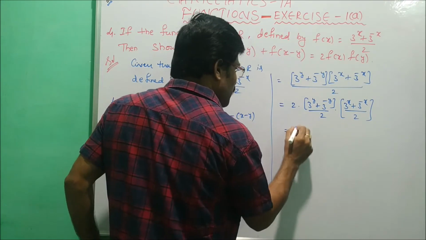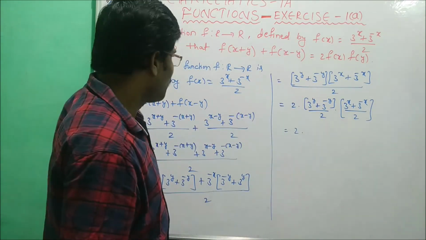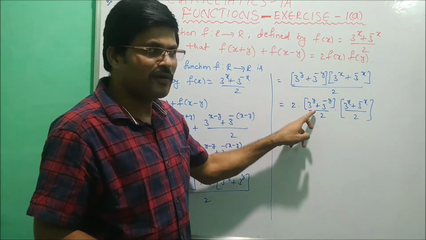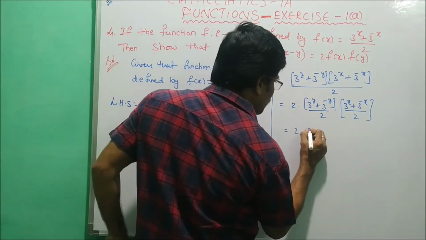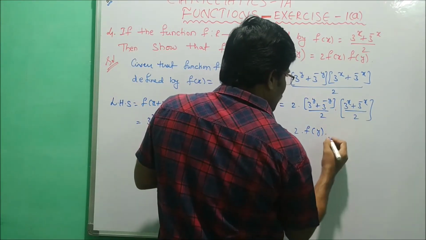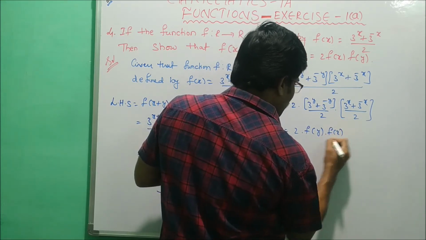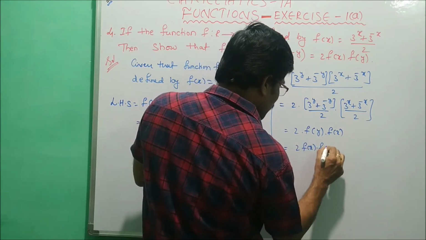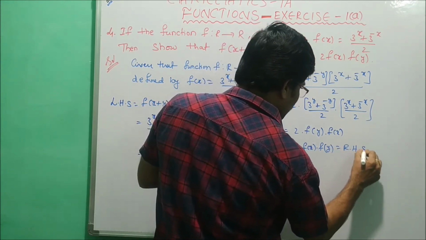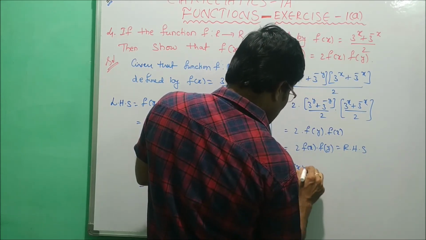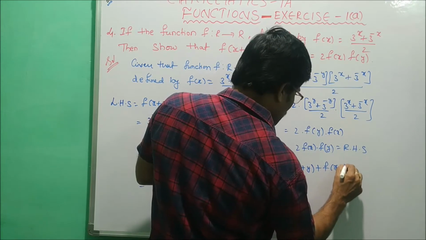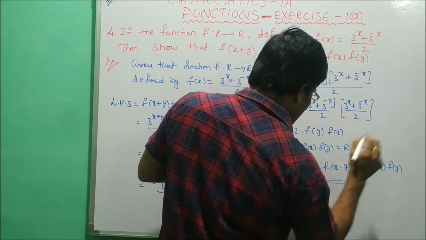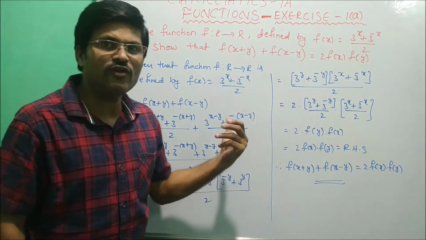Here we observe that since f(x) = (3^x + 3^(-x))/2, this (3^y + 3^(-y))/2 is f(y). Now we write f(y). Similarly, here we also write f(x). Now we write 2 into f(x) into f(y), that equals RHS. Therefore, f(x + y) + f(x - y) = 2 f(x) f(y). This is the condition for this question. This is the solution.